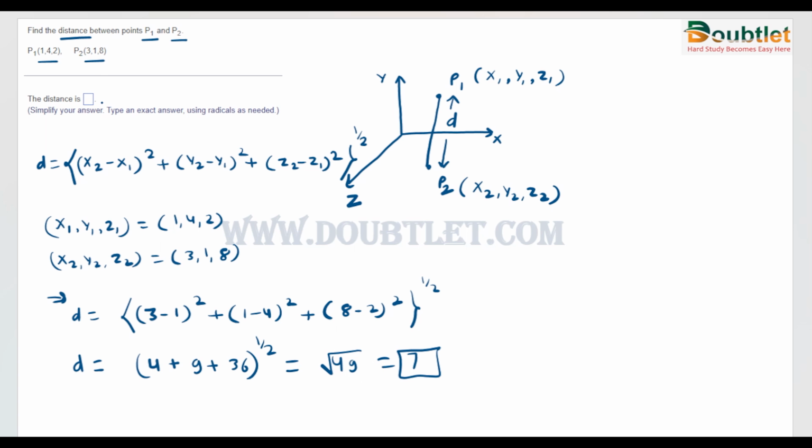And we have to write this answer in this box. So here we have to write the 7 and we have to type the exact answer. Since the square root has been solved, that's why we will write 7 here.